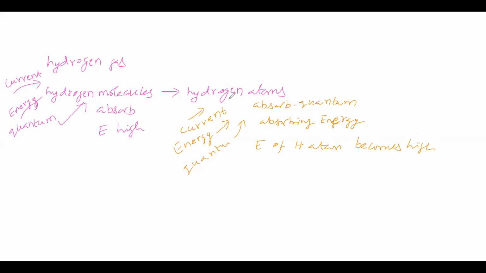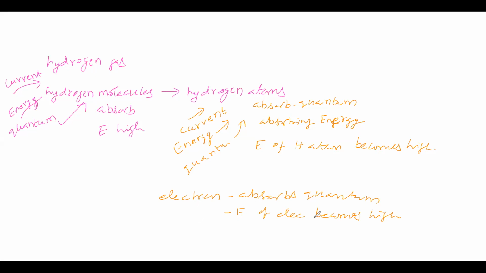Energy of the hydrogen atom becomes high means, in the hydrogen atom which is absorbing this quantum, the nucleus is present and around the nucleus the electron cloud is there. In the hydrogen atom, the electron is absorbing the quantum. So the electron absorbs quantum, which means the energy of the electron becomes high.